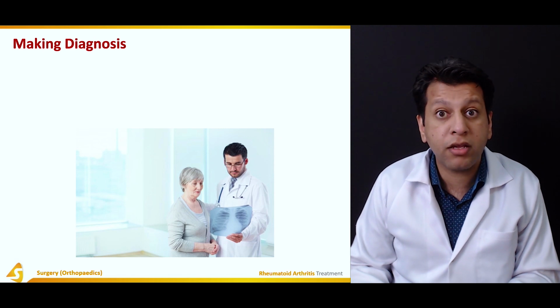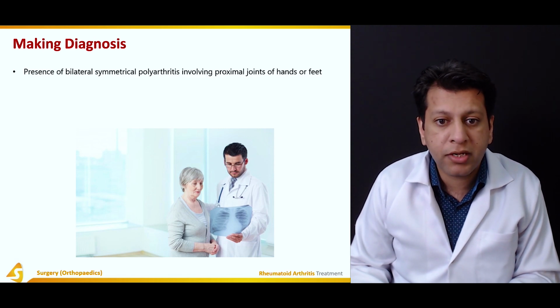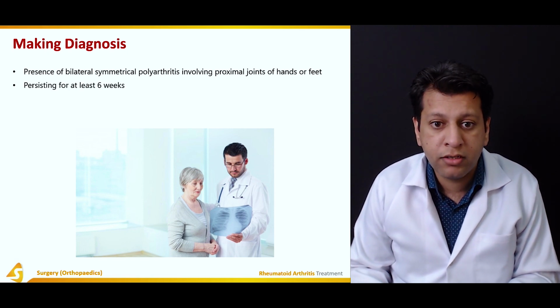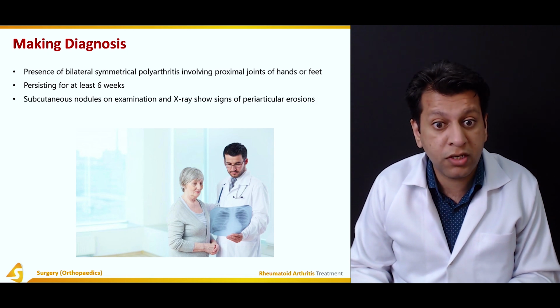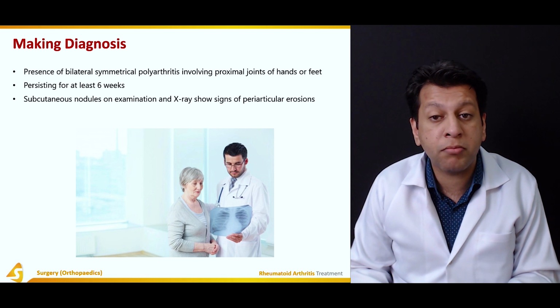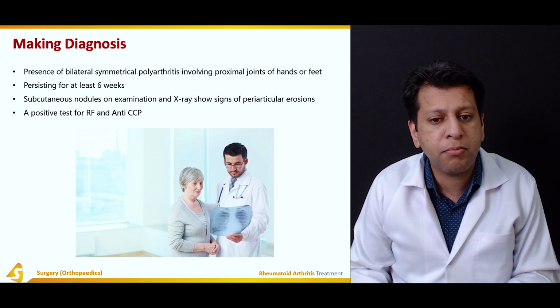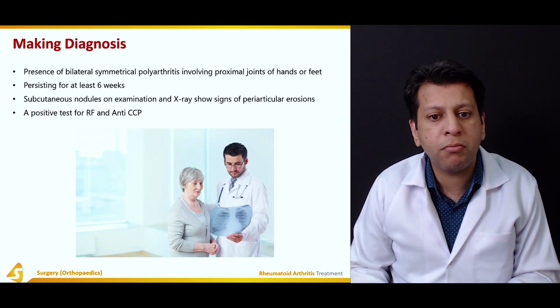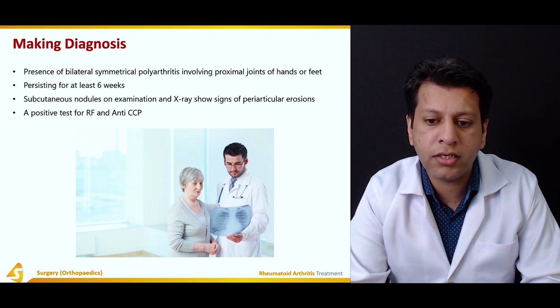Coming to the making of diagnosis. Presence of a bilateral symmetrical polyarthritis involving the proximal joints of the hand or feet, persisting for at least 6 weeks. There are subcutaneous nodules on examination, X-ray showing signs of periarticular erosions, and a positive test for RF or anti-CCP. This all may be leading towards rheumatoid arthritis.